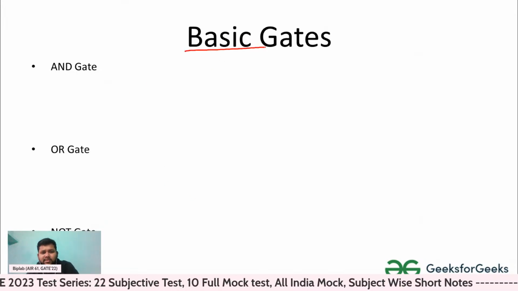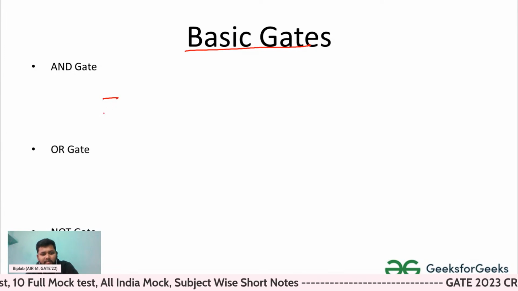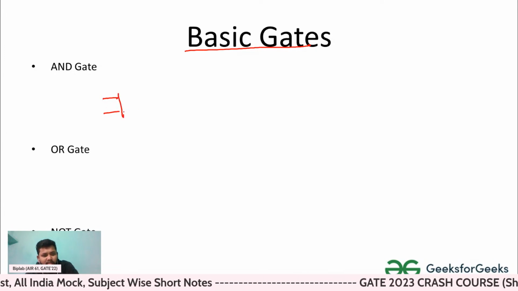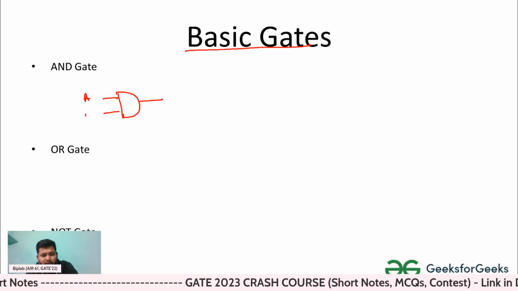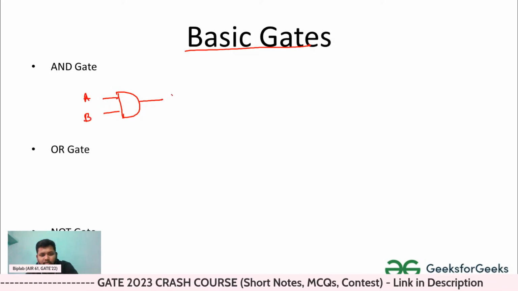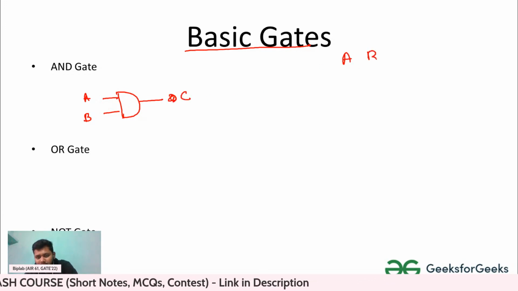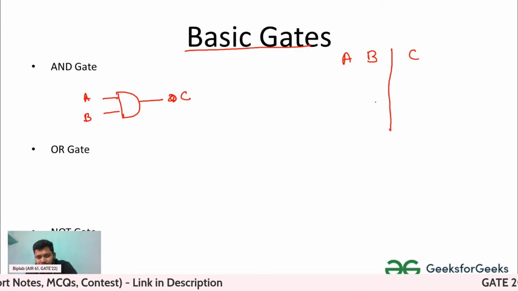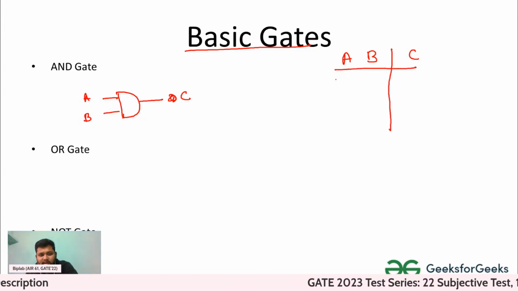So basic gates, which are really basic, that we have been learning since maybe class 10. So, AND gate. This one is the AND gate. You have inputs A, B, and the output is, let's say, C. I'm going faster here. If you face any problem, you can comment it, and I will explain in more detail.